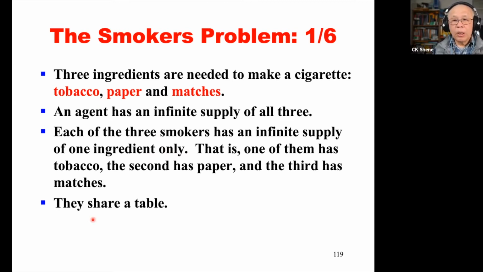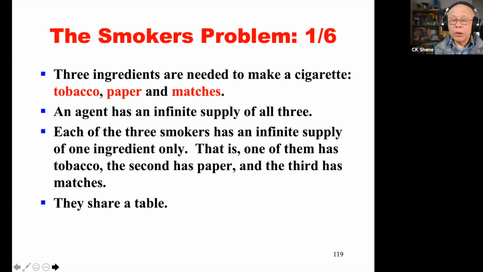So all 3 smokers and the agent share the table. The logic goes as follows. The agent puts 2 ingredients on the table and tells the smokers who needs these 2 ingredients. The smoker who gets these 2 ingredients clears the table, then makes a cigarette. So this is a very simple problem, isn't it?